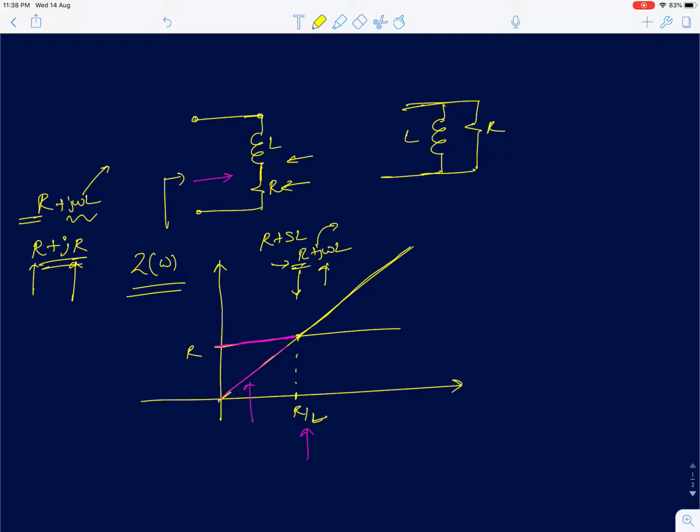So for low frequencies, the series RL network behaves like a resistor, and for high frequencies, it behaves like an inductor. So I can ignore the R term, and this becomes simply j omega L. So here it will behave like an SL, and here in this region it behaves like a resistor. So the effective graph is going to look something like this, the impedance plotted as a function of frequency.